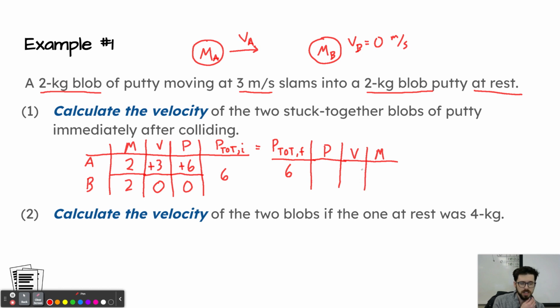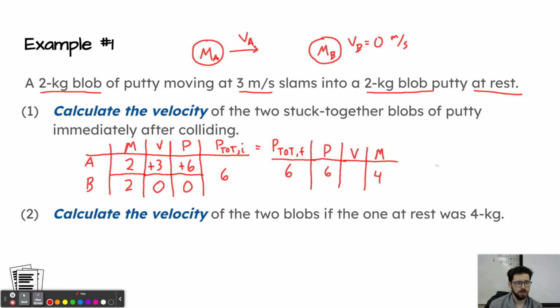Okay, now I'm going to specifically not have 2 rows because you'll notice that in this problem, the blob slammed into the other blob, and so these two masses combined. So now that they're stuck together, it's going to be M A plus B. So we can already see that that would be 2 kilograms plus 2 kilograms, so that would be 4 kilograms over here. And since they're combined, they're going to have exactly the same momentum over here.